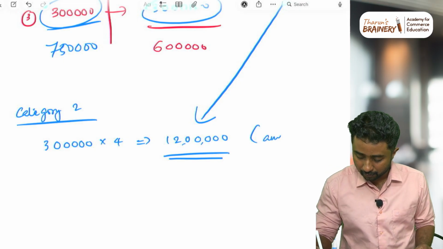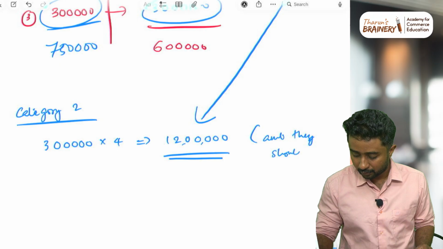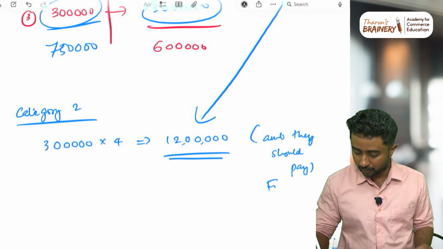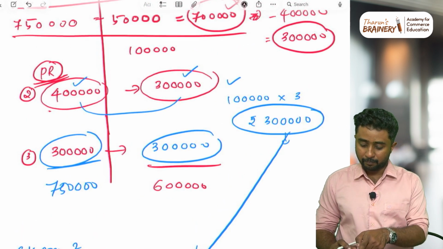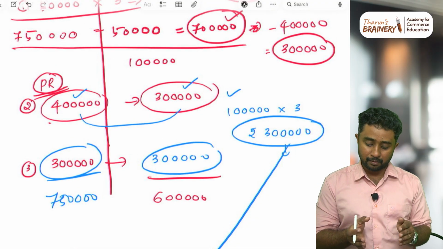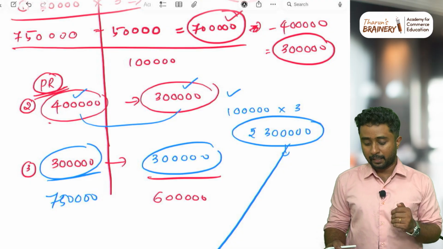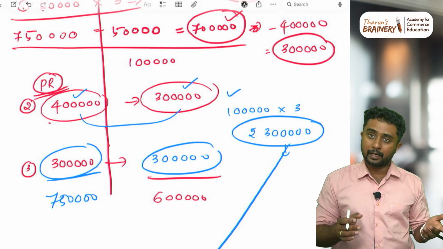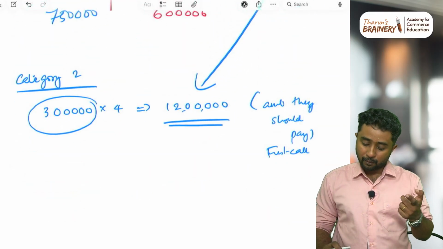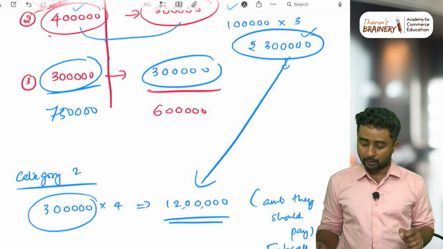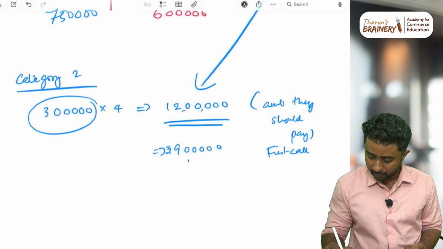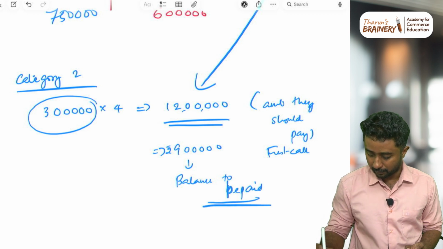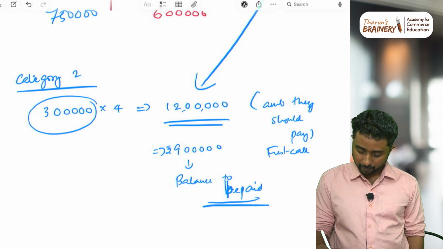This is the amount they should pay for first call, right or not? Yes, 3 lakh. From where did I get this 3 lakh? Because the second category people are supposed to pay only on 3 lakh shares. We are just taking the example of the second category people, then we will come to the third category. So the second category has to pay 3 lakh into 4 rupees, 12 lakhs, right or not? Out of this 12 lakhs, how much have they already paid extra? 3 lakh rupees. After removing this 3 lakhs, how much do they still have to pay? 9 lakhs. So this is the balance to be paid.